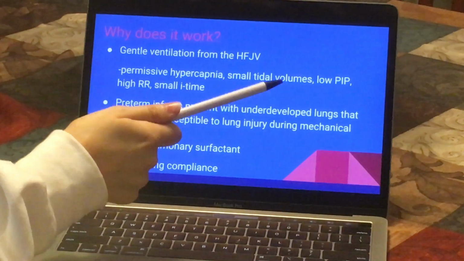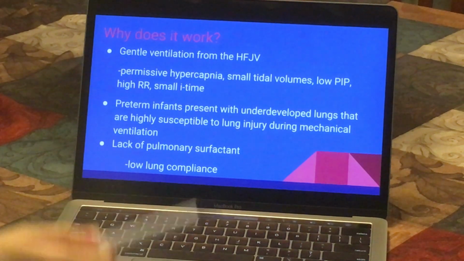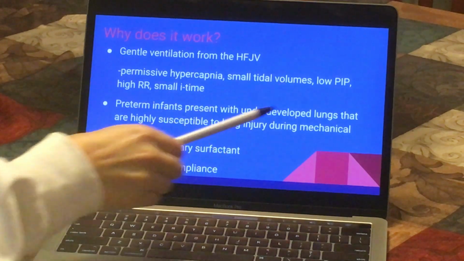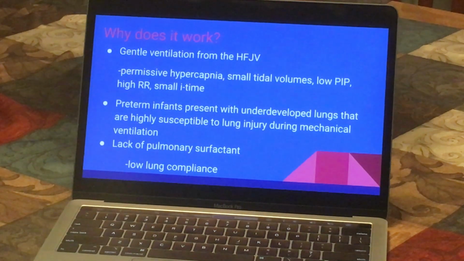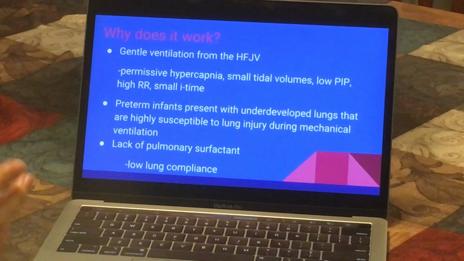The jet uses very small tidal volumes, oftentimes smaller than your anatomic dead space, and they combine that with a high respiratory rate, a low PIP, and a small I time, and combining those things together will decrease your mean airway pressure when you ventilate, which is perfect for the type of patients that we've talked about, which is why they would be very appropriate for the jet.